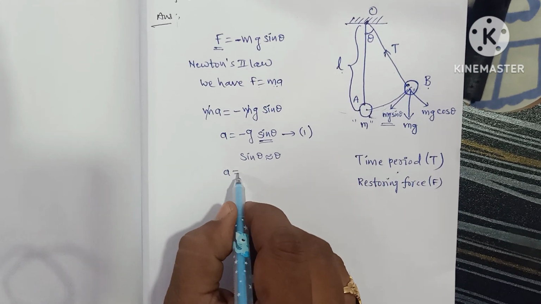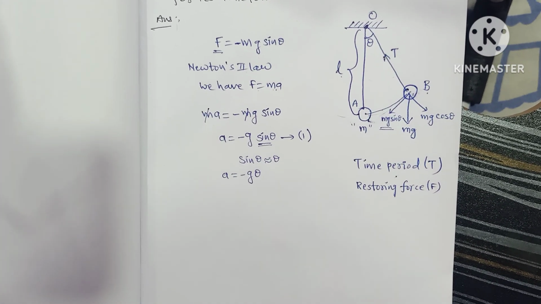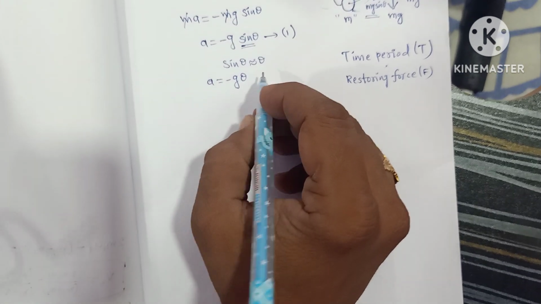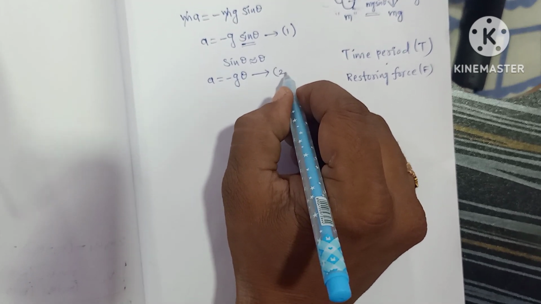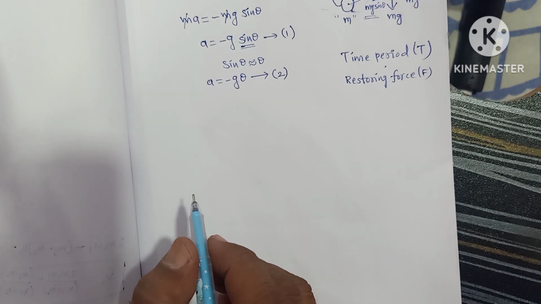Then we will write a is equal to minus g theta. In place of sin theta we will write only theta. So a is equal to minus g into theta. Okay, now we got a is equal to minus g theta. Then name it as, say, equation number 2.